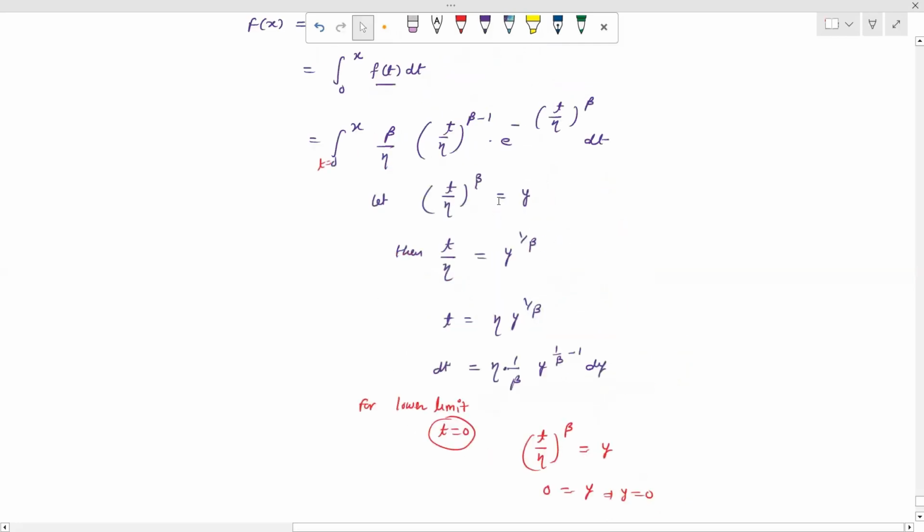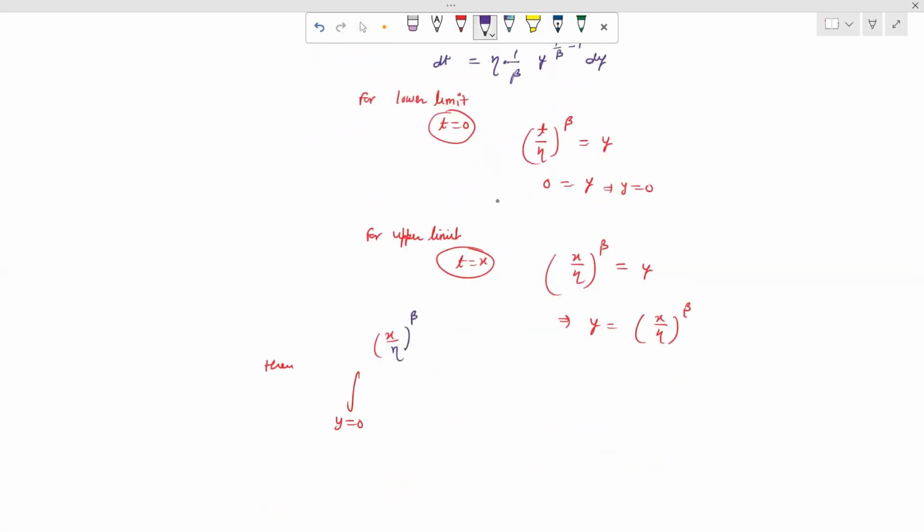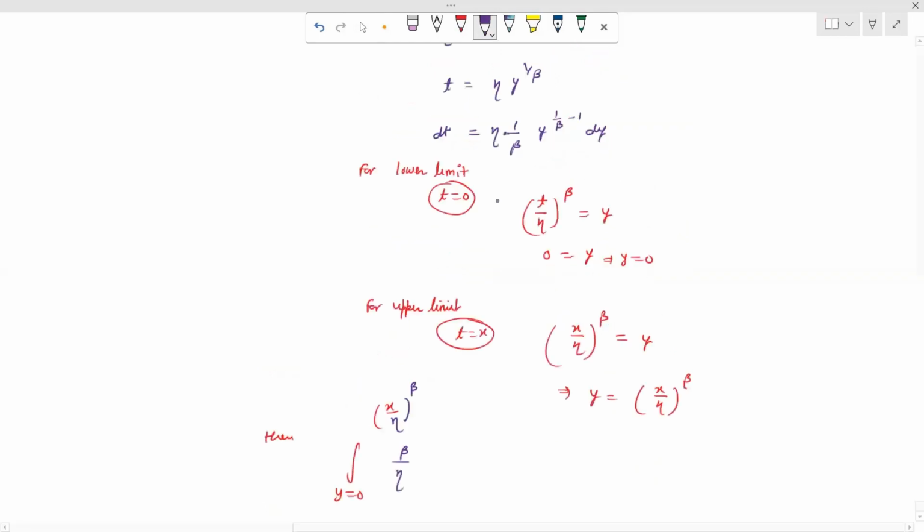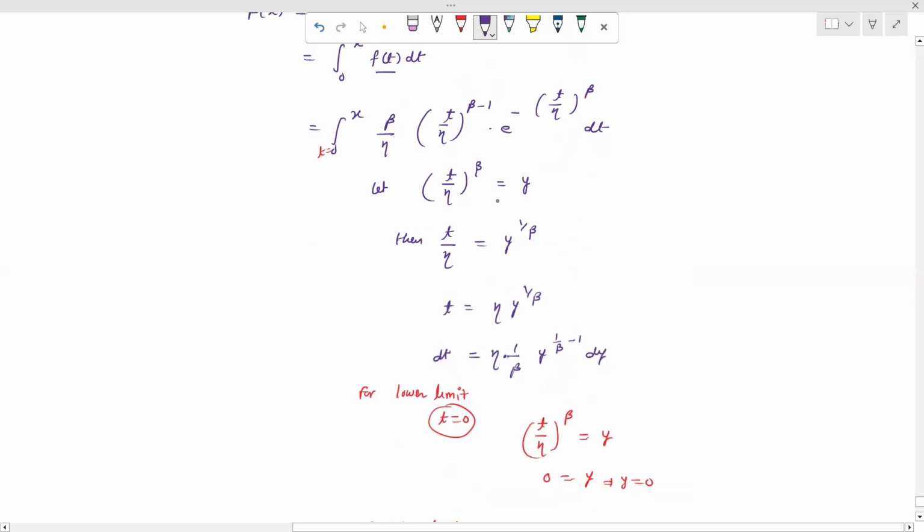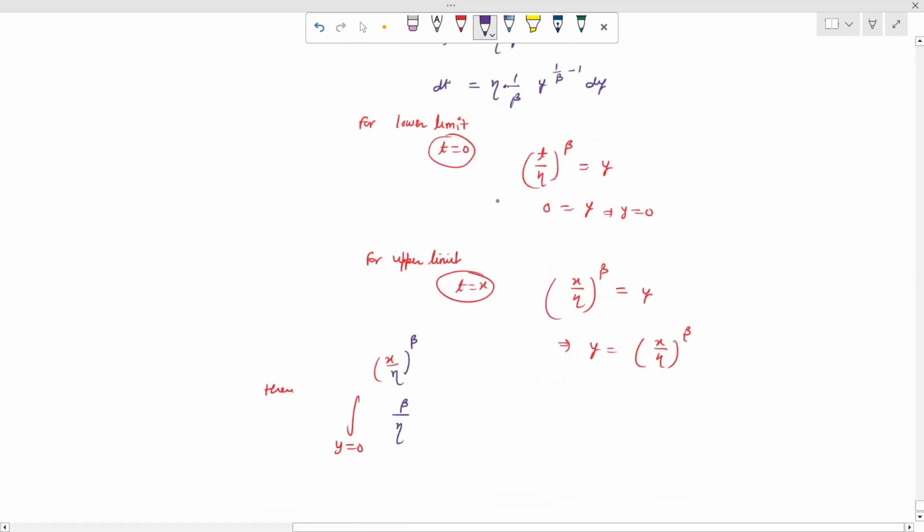So first is the constant, beta upon eta. We write down the first term, beta upon eta. Then we write down the second term. Here it is (t upon eta) raised to the power beta minus 1.